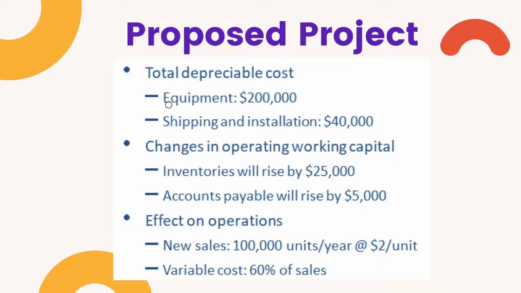The cost of the equipment alone is $200,000. To make the machines work, there will be additional costs on shipping and installation of $40,000. The total cost of the machines will be equal to the sum of $200,000 plus $40,000, which is $240,000.